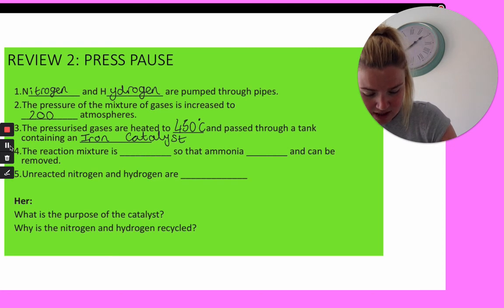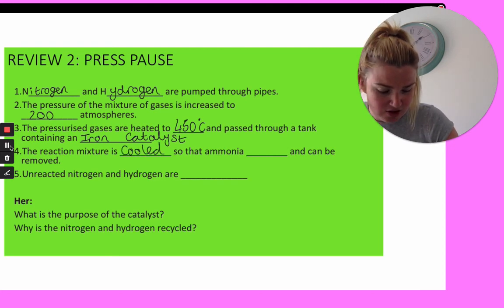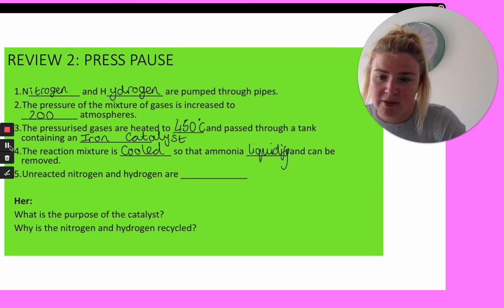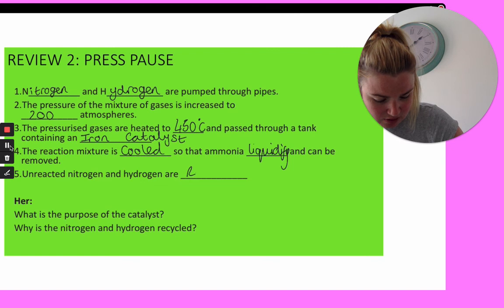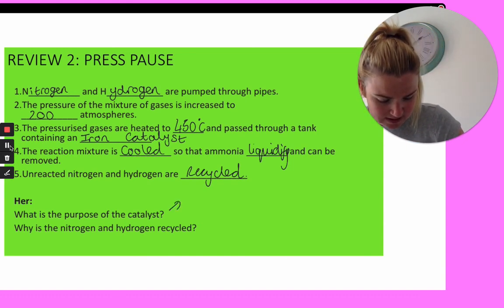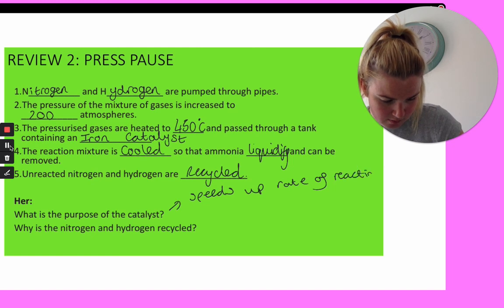Okay, the reaction mixture is then cooled so that ammonia can liquefy or turn into a liquid. I think that's how it's called, liquefy. It can be removed. Unreactive nitrogen and hydrogen are recycled. So like I said, this process thinks about that an awful lot, and it makes sure that if you don't use it all up, it can be used again. What is the purpose of the catalyst? We spoke about this. Speeds up reaction, lowers activation energy.